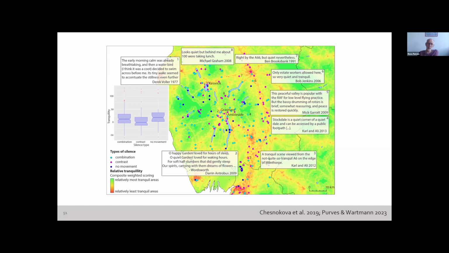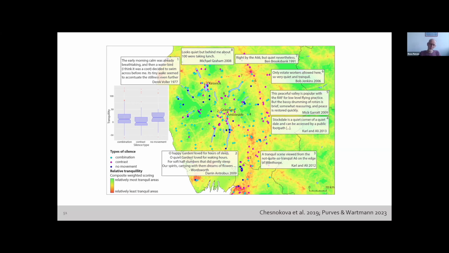And it turns out if we take a map of relative tranquility, so these colors, these greens and reds, are actually modeled tranquility using a sort of GIS-based model, then what we see is that our contrast tranquility has the least tranquility according to this model. So what we are finding is that places where people describe tranquility agree with a model of tranquility in the sense that those places are actually kind of more disturbed, but they're still found to be tranquil.